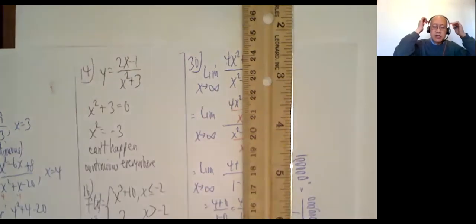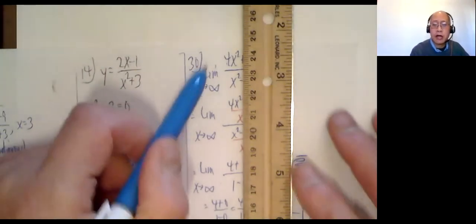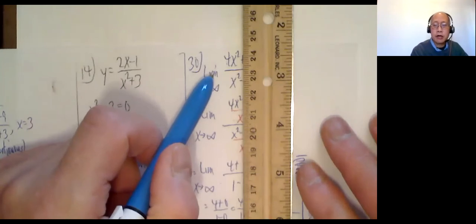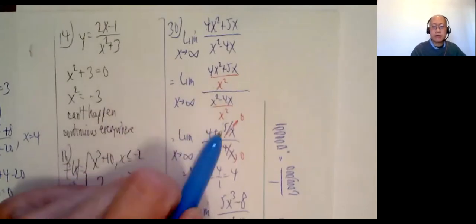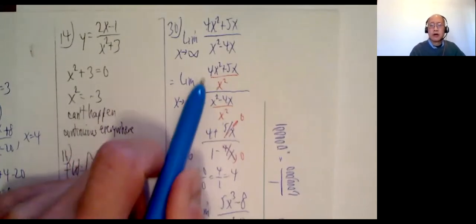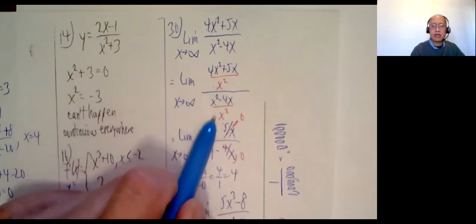Now that's just a mental quickie way of thinking what the limit is, but you should not just do that. What you want to show me on a quiz, homework, or test is the same trick. So divide top and bottom by x squared. The limit as x approaches infinity of (4x squared plus 5x) over (x squared minus 4x) divided by x squared.